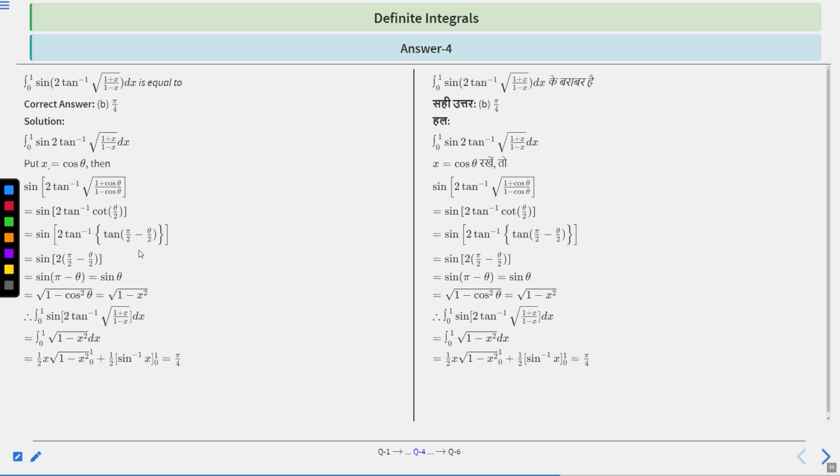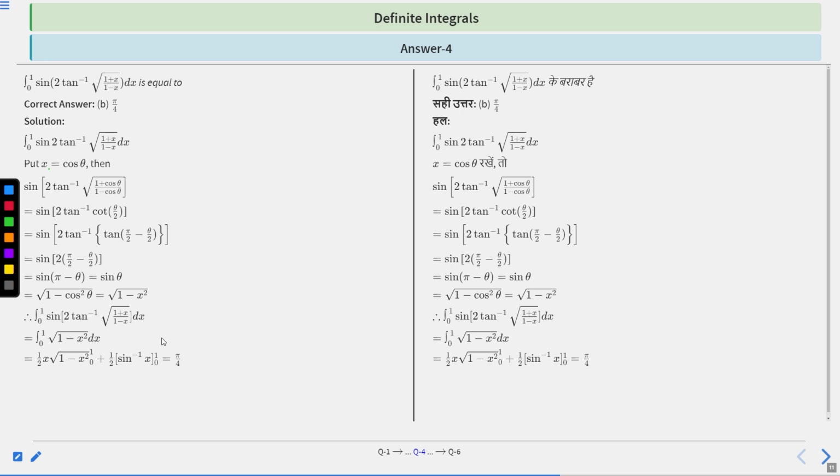Therefore, it can be written as sine of 2 into (pi by 2 minus theta by 2), which is sine (pi minus theta), which is equal to sine theta. Now, this is root over sine theta. Sine theta can be written as root over 1 minus cos square theta. We made the substitution x is equal to cos theta. Therefore, root over 1 minus cos square theta is root over 1 minus x square. Therefore, integration from 0 to 1 of sine of 2 tan inverse root of (1 plus x upon 1 minus x) dx is finally written as integration from 0 to 1 of root over 1 minus x square dx.